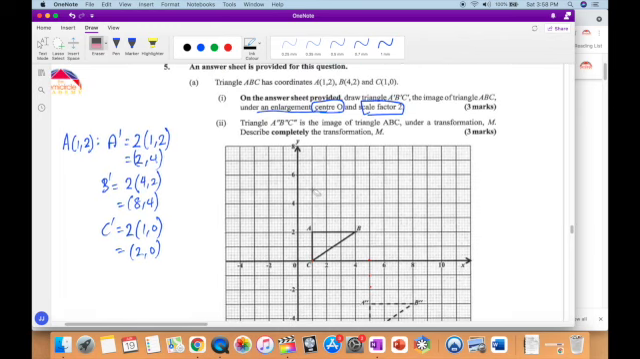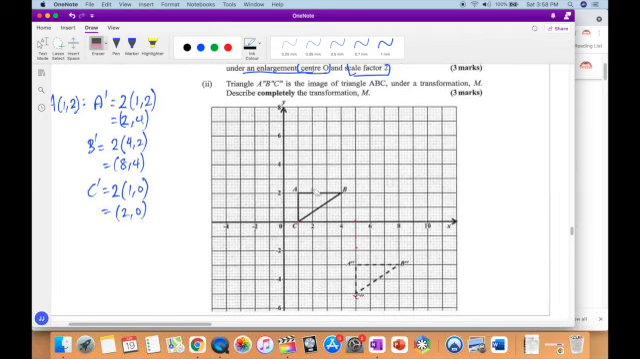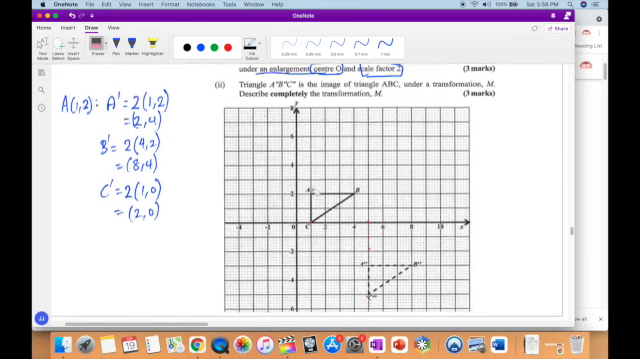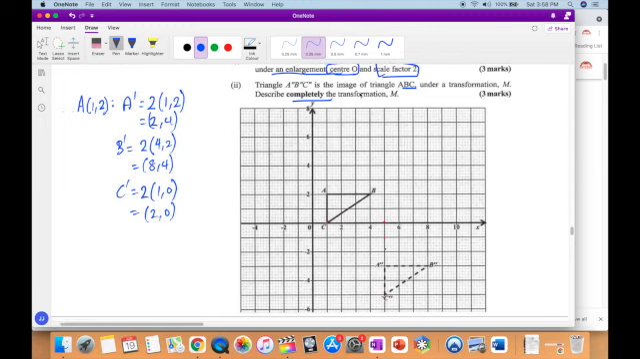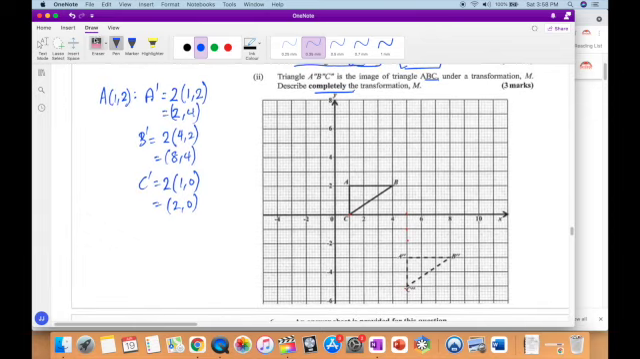Okay. Now the triangle A double prime, B double prime, C double prime is the image of the original ABC under the transformation M. Describe completely the transformation M. Well, we could see here that this is the double primes, A, B, C double prime, and this is the original image. We could see that it didn't have any flipping or rotation. We could see that this thing generally just basically slid down. It slid down, so it's a translation, right?